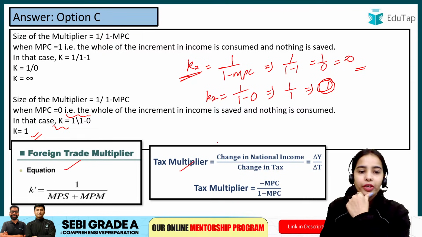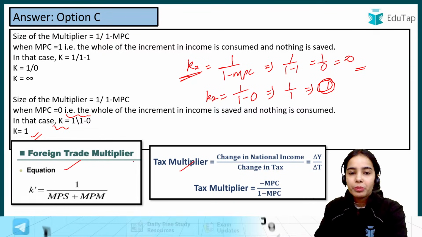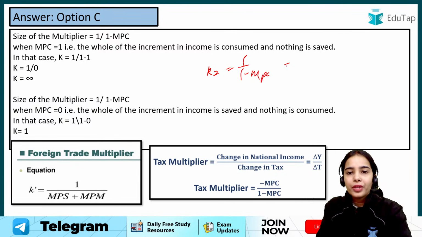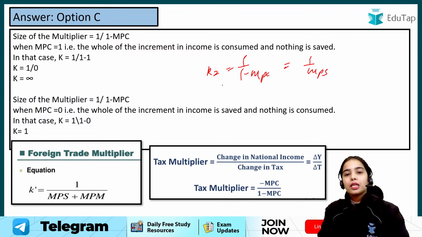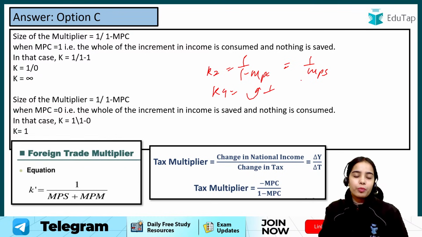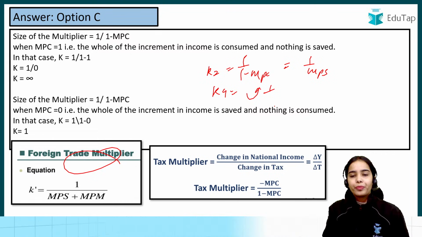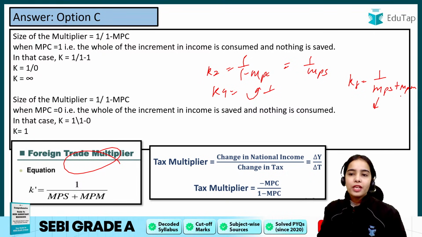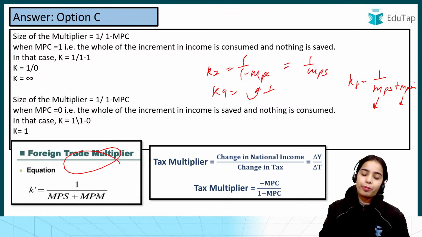Now these are the different formulas of the multiplier. The investment multiplier is equal to 1 upon 1 minus MPC, that is 1 upon MPS. Government expenditure multiplier is also the same, 1 upon 1 minus MPC, that is 1 upon MPS. Foreign trade multiplier is 1 upon MPS plus MPM. MPS is marginal propensity to save, MPM is marginal propensity to import. Okay.